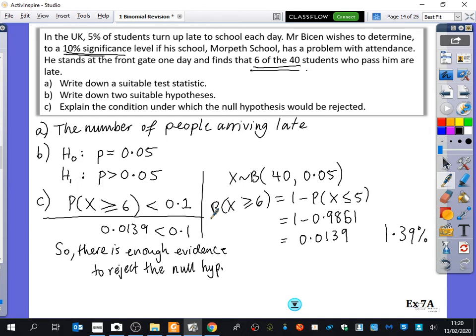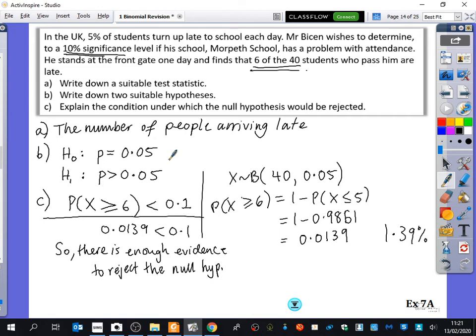Yeah, Hamza. What do you mean there's not enough evidence to reject? There is enough evidence to reject the null hypothesis. What's this evidence? The evidence is that 6 people out of 40 were late, okay? And we've said if 6 people or more were late, the chance of that happening is only 1.39%, which is enough evidence, because it's less than 10% here. That's enough for me to think this can't be true. So I'm rejecting this. I'm saying I don't think the probability is 0.05.